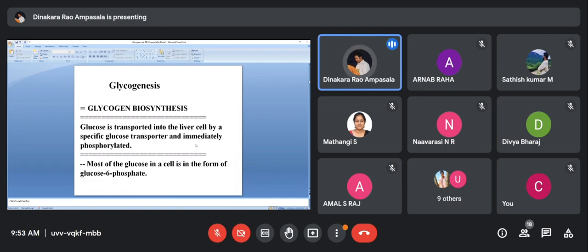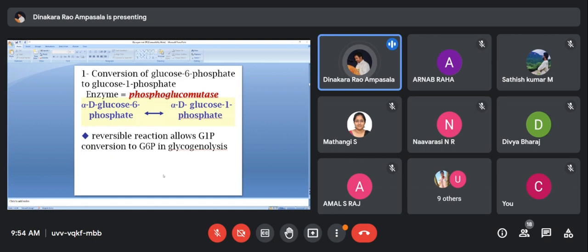So some enzymes immediately phosphorylate it, for example glucokinase and hexokinase, the enzymes present in the cell. They convert glucose into a form, glucose 6-phosphate, the phosphorylated glucose, that cannot be transported outside. Most glucose in the cell is in the form of glucose 6-phosphate because of these enzymes, glucokinase as well as hexokinase.